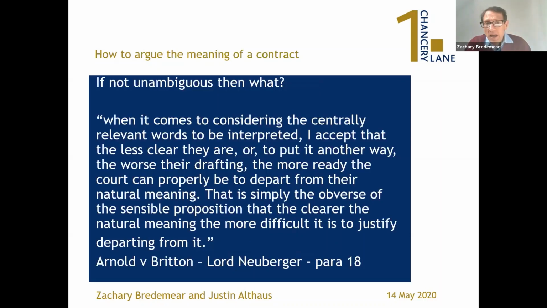So if you don't have unambiguous language, then what? In Arnold and Britton, Lord Neuberger said this: when it comes to considering the centrally relevant words to be interpreted, "the less clear they are, or to put it another way, the worse their drafting, the more ready the court can properly be to depart from their natural meaning. That is simply the obverse of the sensible proposition that the clearer the natural meaning, the more difficult it is to justify departing from it."